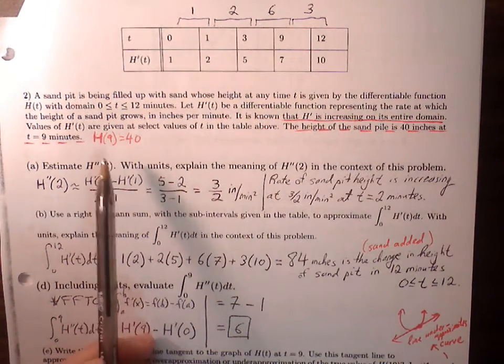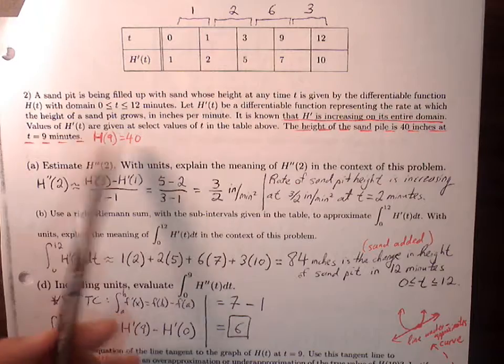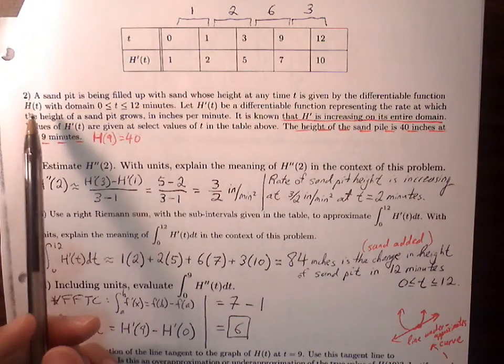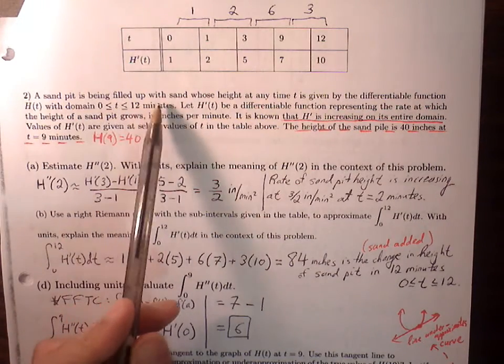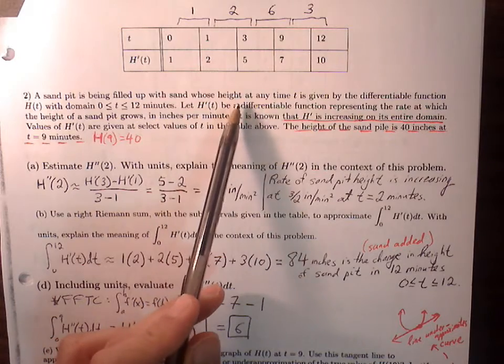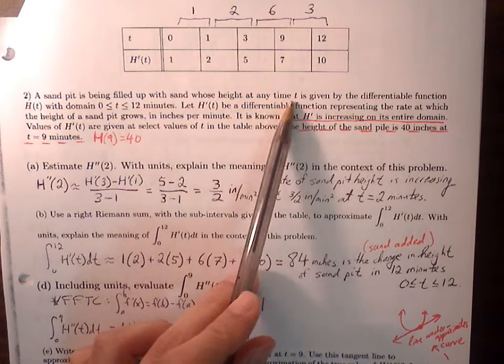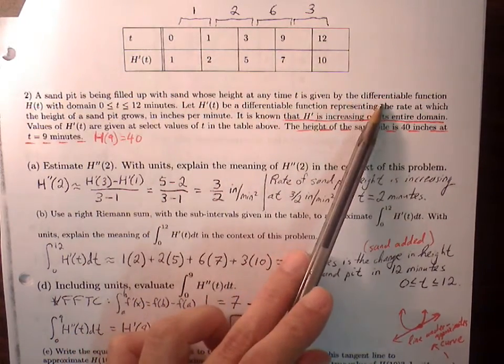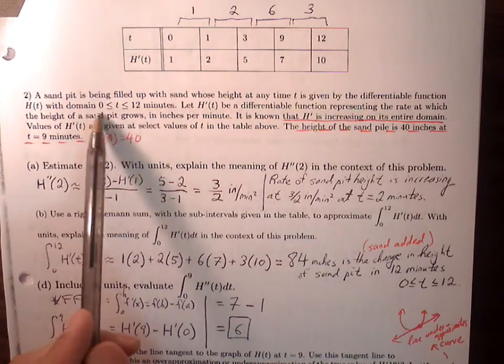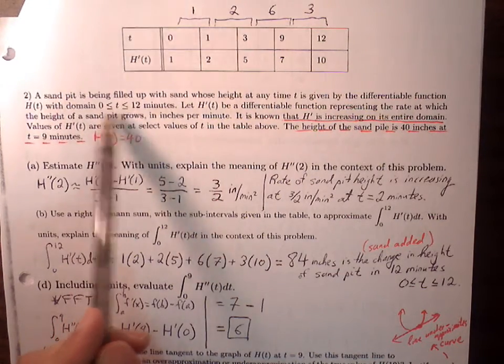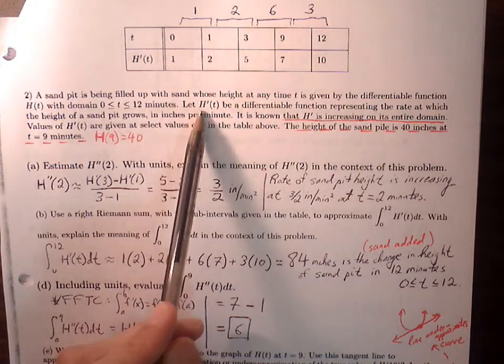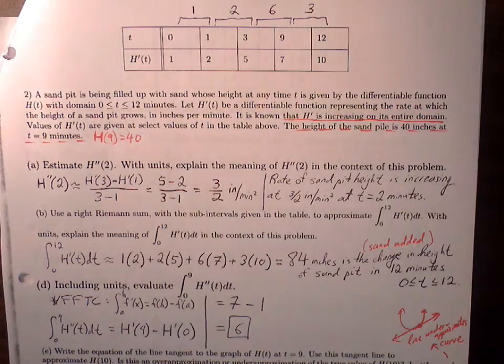This is number 2 from the last minute review, so let me read through the problem here. A sand pit is being filled with sand whose height at any time is given by a differentiable function, h of t, with domain of t between 0 and 12 minutes. H prime is a differentiable function representing the rate.